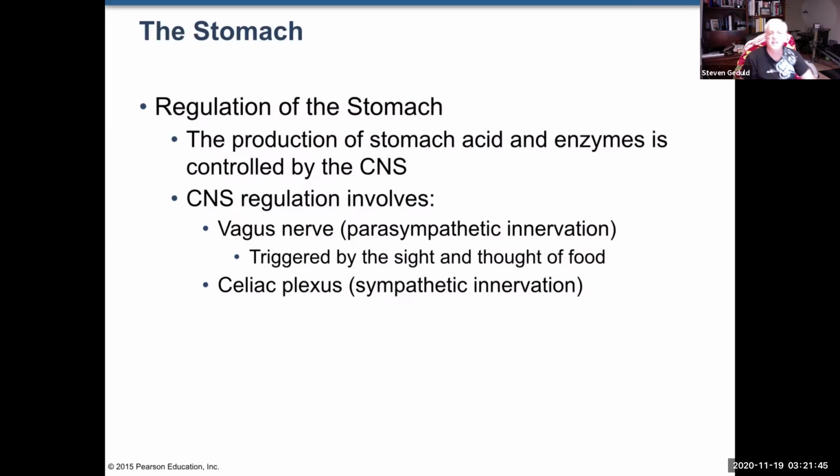Okay. Production of stomach acid and enzymes is controlled by your central nervous system. Again, the vagus nerve. The vagus nerve is parasympathetic. Parasympathetic is your relaxation one. Digestion's occurring, you're releasing all your enzymes. It's triggered by the sight and thought of food. You start to salivate, you start releasing enzymes to start breaking down the food that you're anticipating getting. The celiac plexus is your sympathetic innervation. That shuts that whole system down. It stops the release of secretions in the stomach and keys the body up in other areas for the fight or flight response.